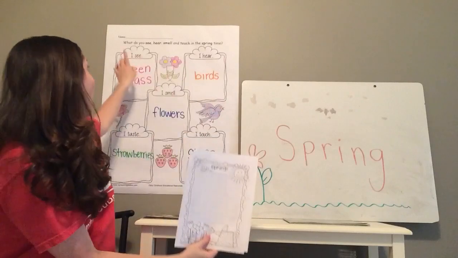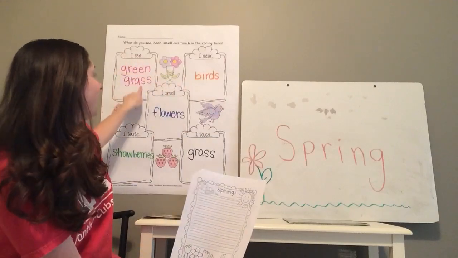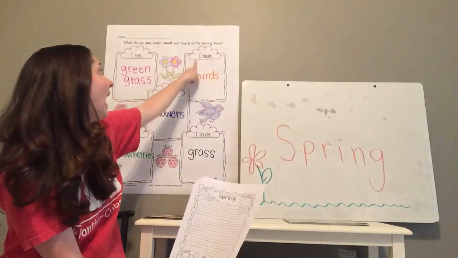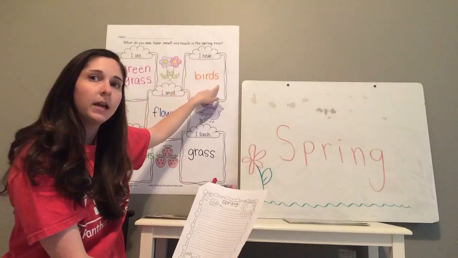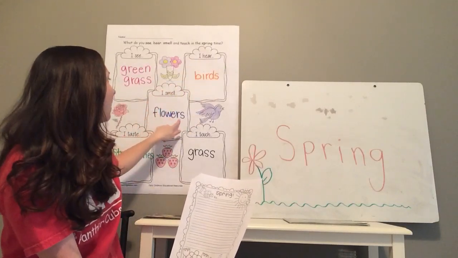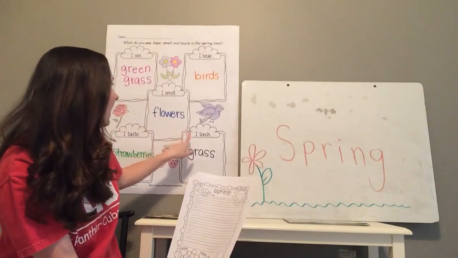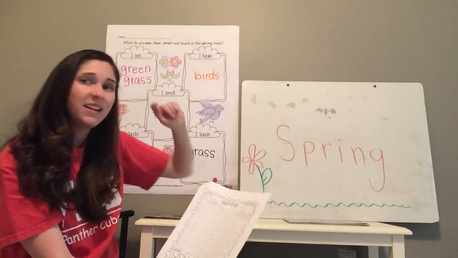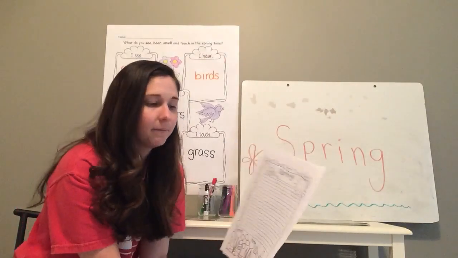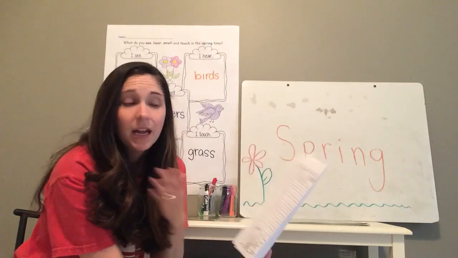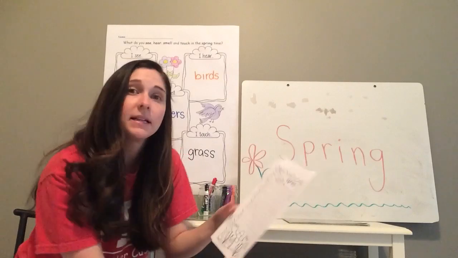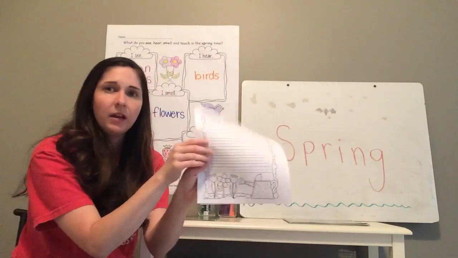So you could say, in the spring, I see green grass, period. I hear birds, period. I smell flowers, period. I taste strawberries, and I touch grass. And then you could say, I love springtime. Or if you don't like springtime, you could say, I don't like springtime. It's whatever you feel. And then you can color it.